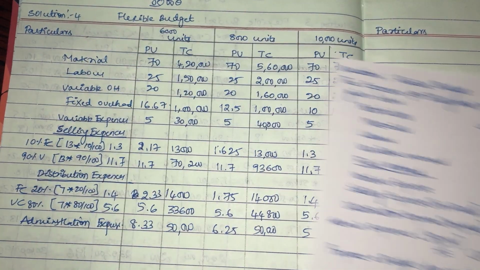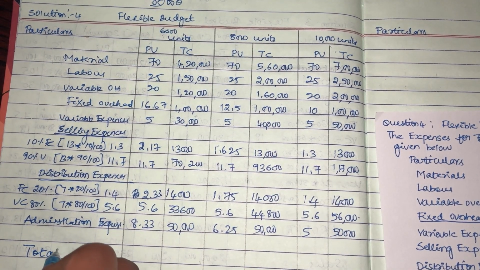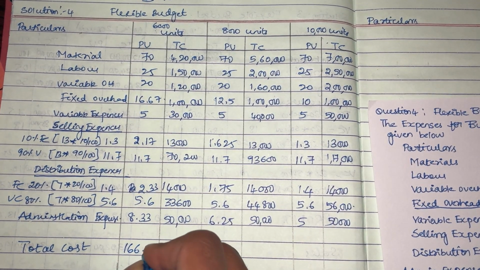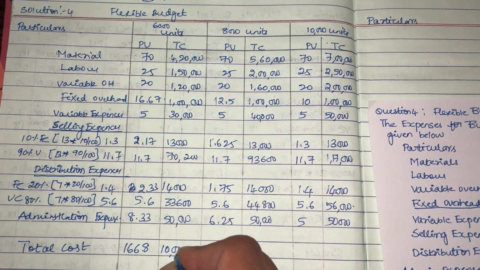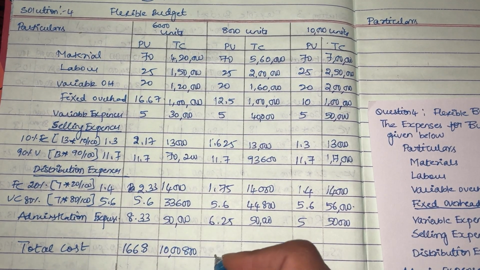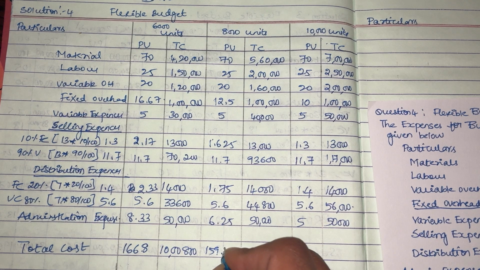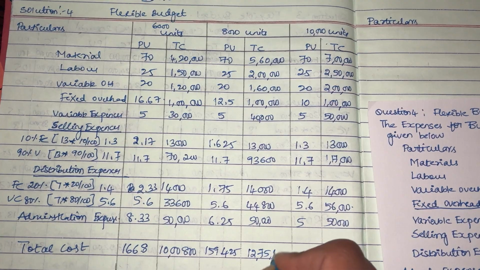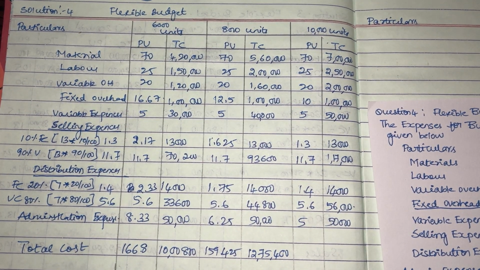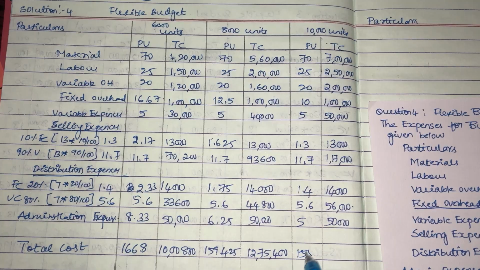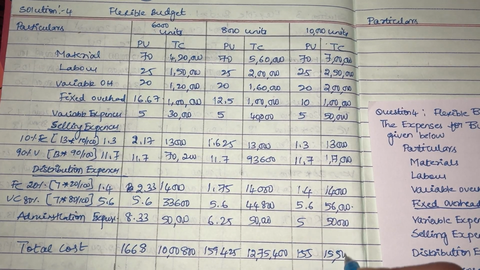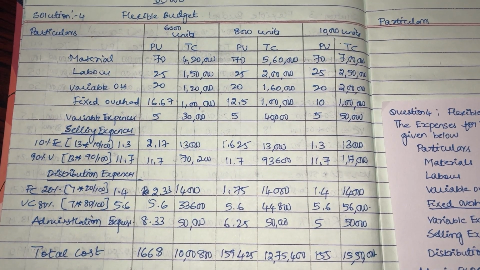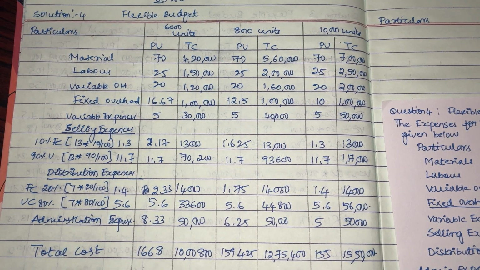So in the end we will calculate the total cost. Total cost will be 166.8, which is 10,800,000. Next, 159.425, which is 12,75,400. Next we have 155 rupees, which is around 15,50,000. So this is the entire solution for problem number 4, flexible budget.